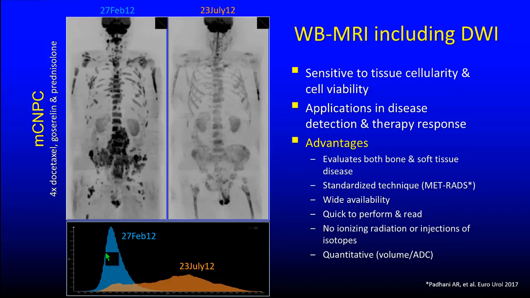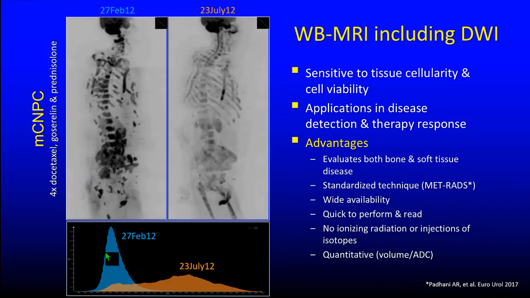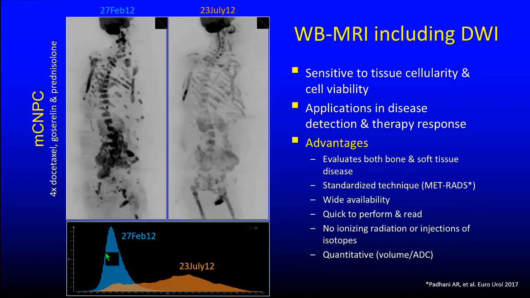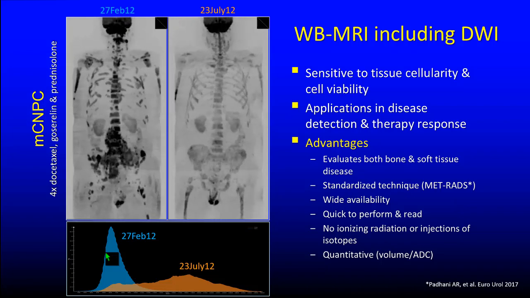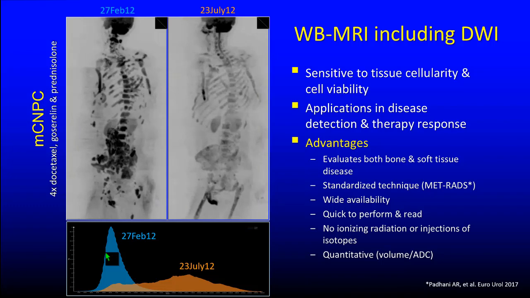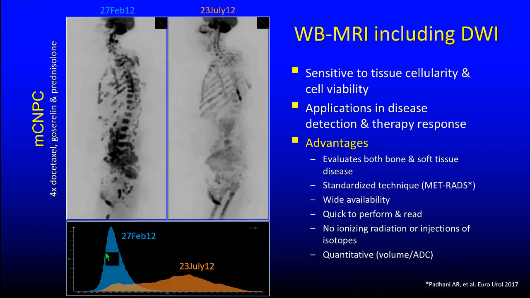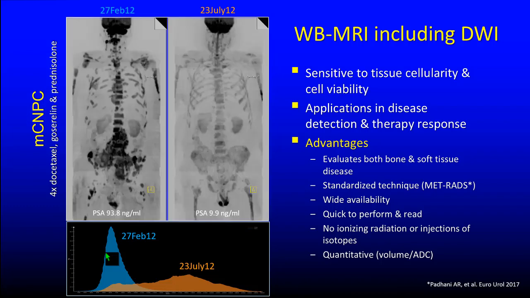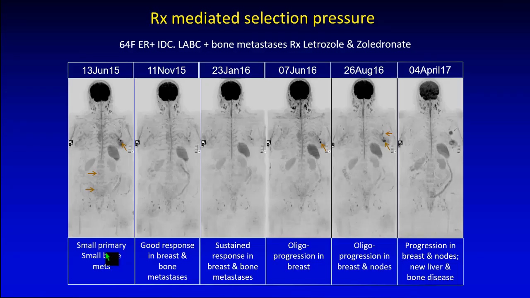The fantastic thing about diffusion imaging is that you can do whole body MRI scanning. In other words, you can get an idea of the full burden of disease, and because it's quantitative, you can look at response assessments. So it's sensitive to how many cells and how viable these cells are. And I just wanted to show you clonal evolution in one patient over time. In this particular instance, we're doing snapshots every 3 months, and the patient is on hormonal therapy.